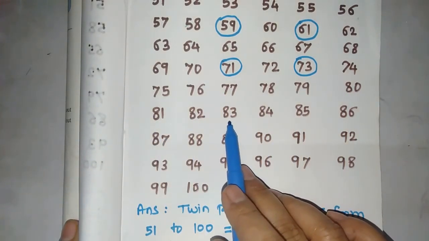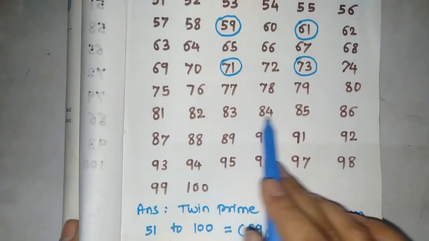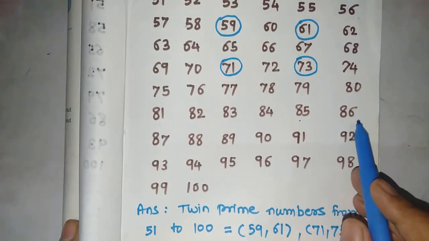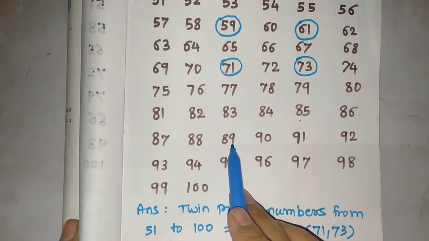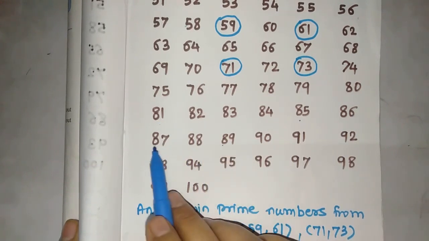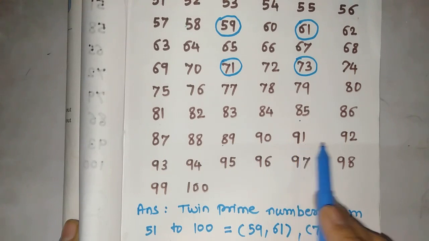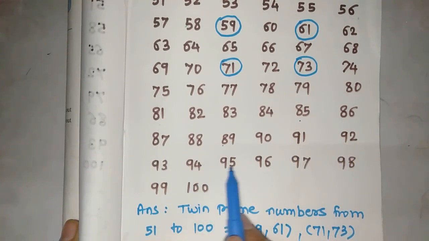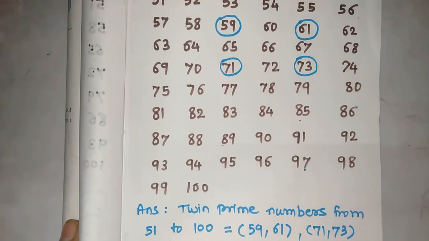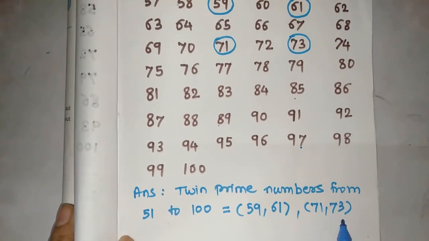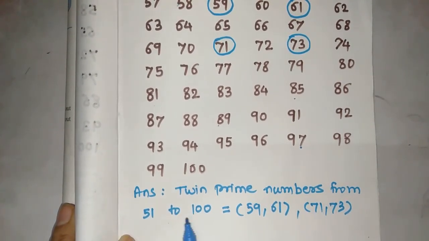Next, 83 is a prime number, but 81 and 85 are not prime numbers. 89 is a prime number, but 87 and 91 are not prime numbers. 97 is a prime number, but 95 and 99 are not prime numbers. So there are only 2 pairs of twin prime numbers from 51 to 100.